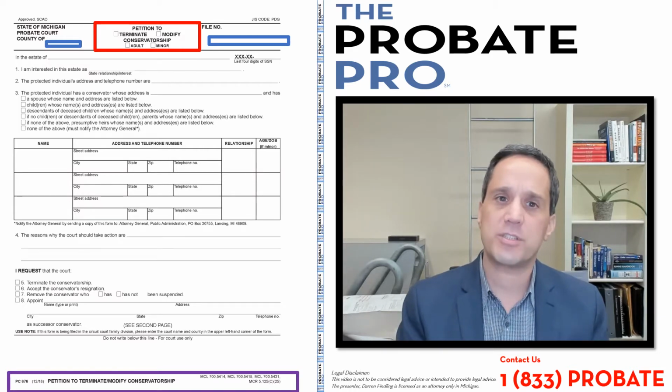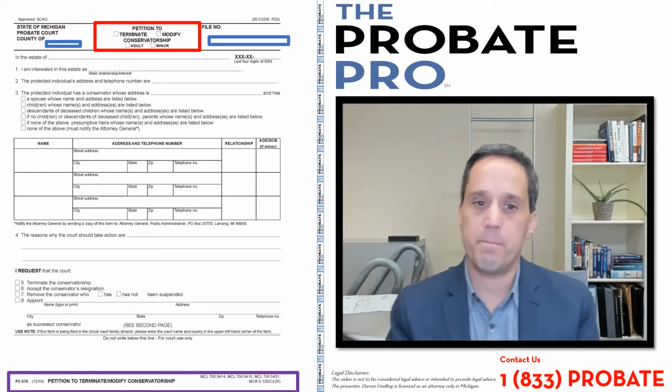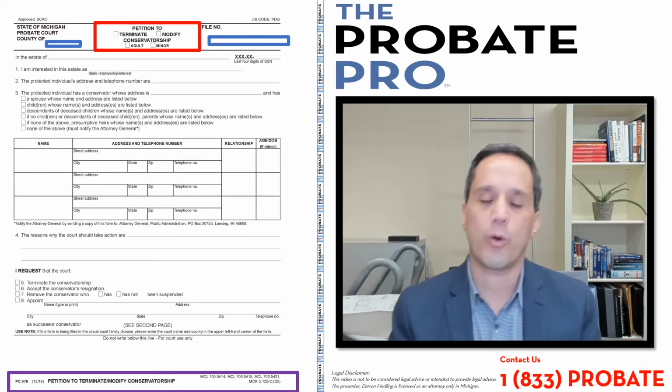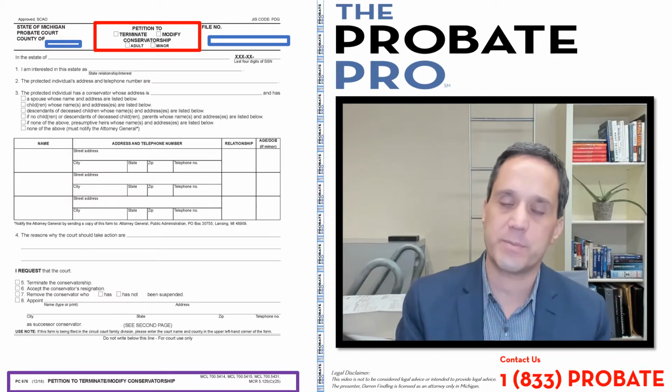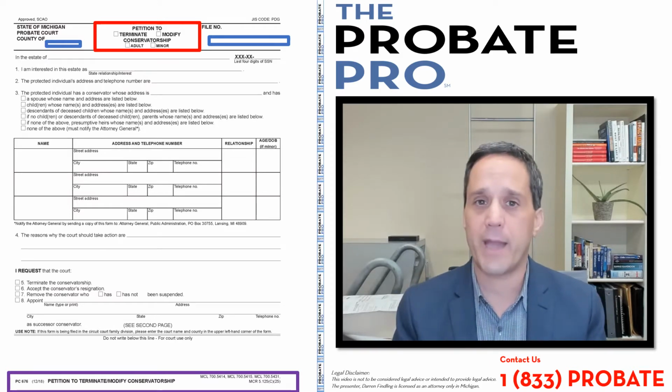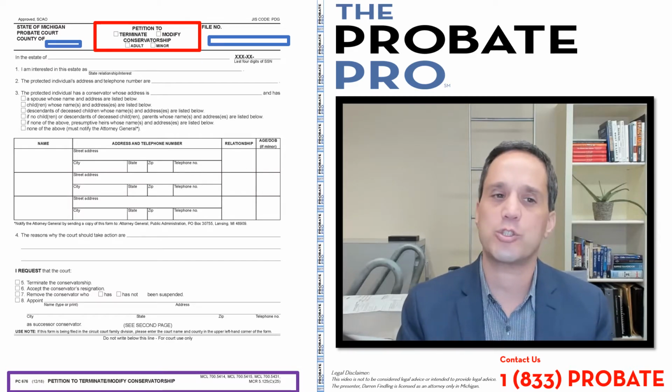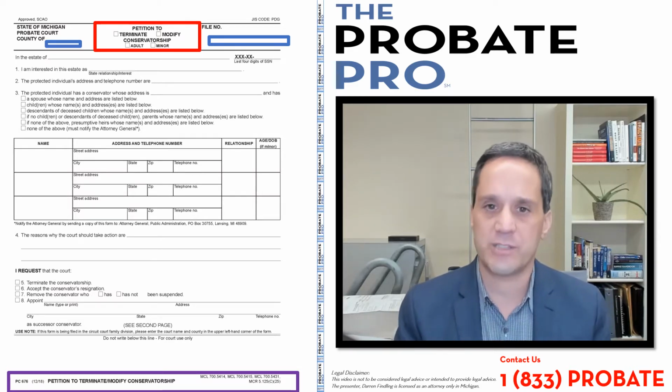Now, understanding that this particular form is used in both of those contexts, you'll see from those statutes at the bottom, they correspond to the conservatorship statutes for adults or for minors, as well as the court rule that talks about who is entitled to service when a petition is filed.